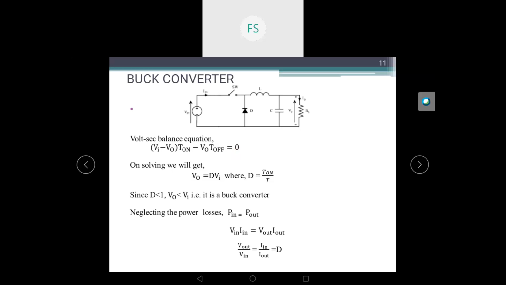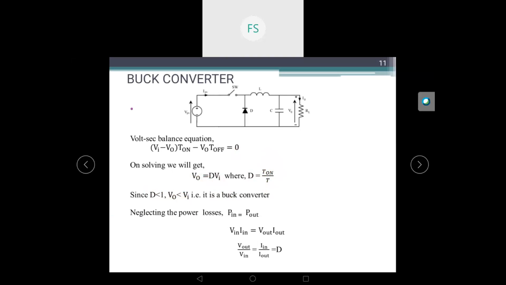So when solving, you will arrive at this equation. I have mentioned that the duty cycle is T on divided by T. T on is smaller than T, so naturally D will always be less than 1. Or what you can convey is that Vo is equal to D times Vi, so naturally Vo will be less than Vi. It is a buck converter.